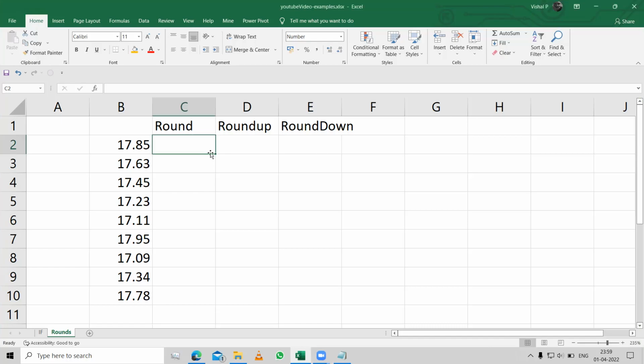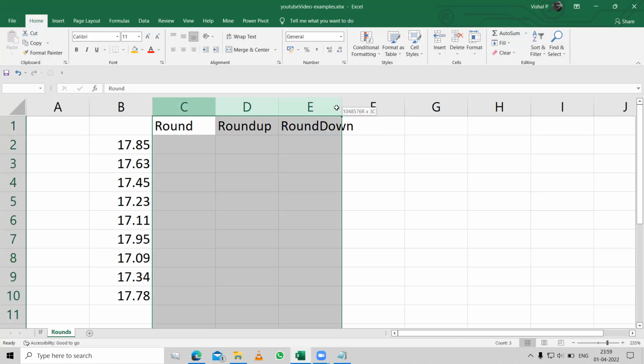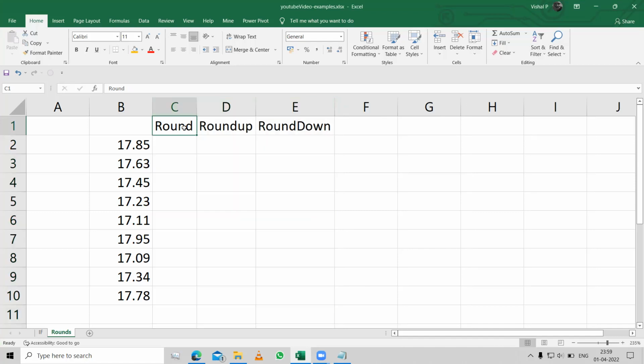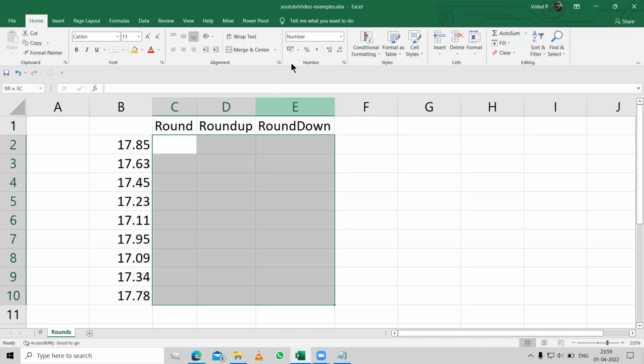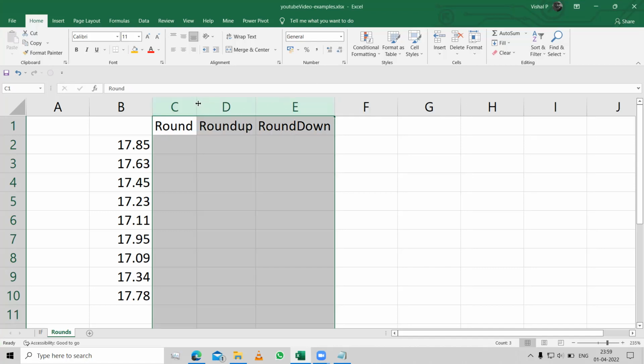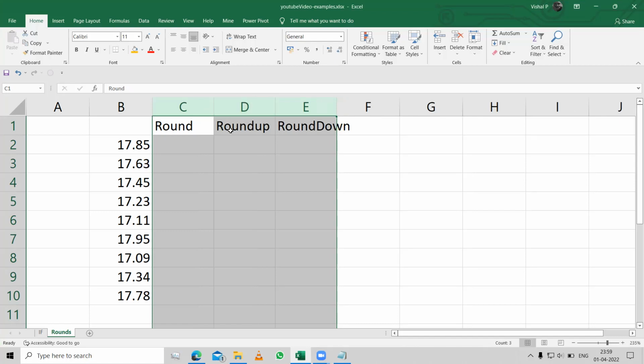Let's have a look quickly at these particular formulas, which are ROUND, ROUNDUP, and ROUNDDOWN. What these are supposed to do is, if you have any numbers like this in decimals, they can round them up for you. So in this case, let's say I have the values as you can see in front of you.